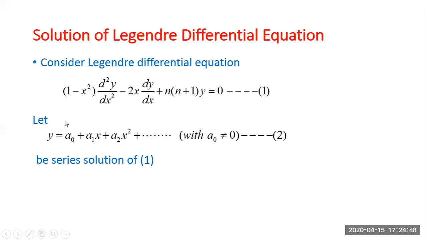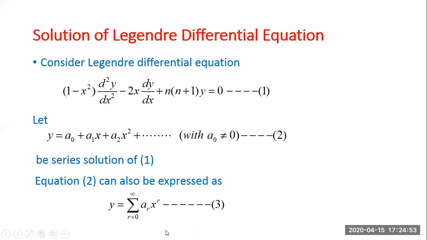Using summation, this equation number 2, the solution of 1, can be written as summation ar x to the power r, where r takes the value 0 to infinity. Equations 2 and 3 are one and the same, which is the series solution of equation number 1. Since 3 is the solution of equation 1, y should satisfy the given equation. Next we find the first and second derivatives of y with respect to x, then substitute in equation number 1 to find the value of ar.